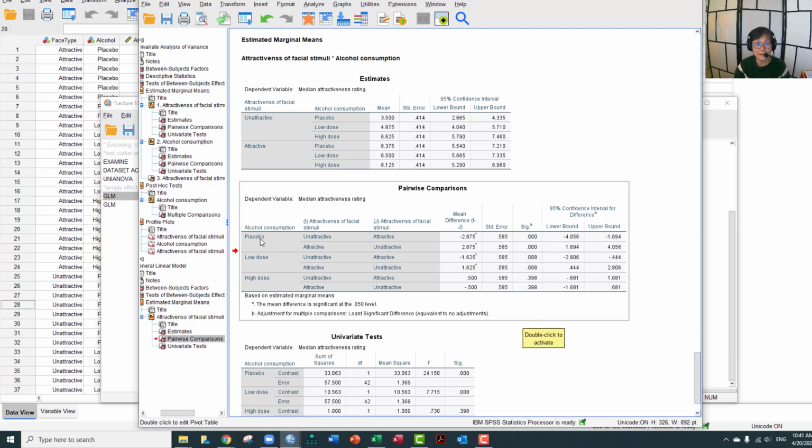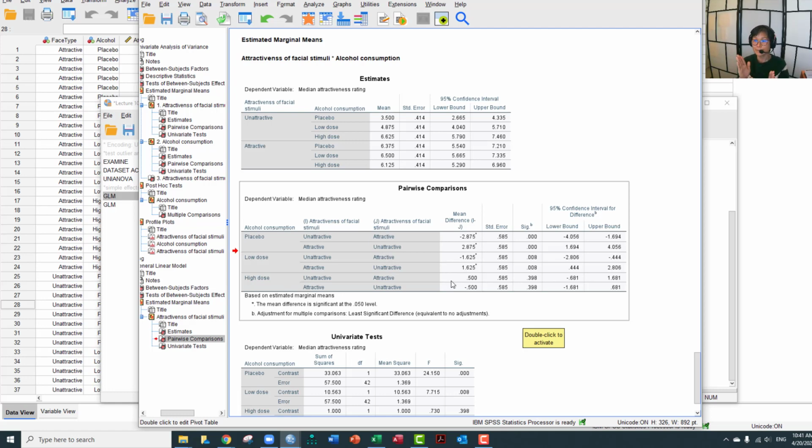So when you look at placebo attractiveness, got it? Placebo, attractive and unattractive faces differences. Placebo attractive, unattractive differences, which is flipped anyway, so just look at only one of them. Low dose, attractive, unattractive. High dose, unattractive, attractive, not significantly different. So there are only 2 differences.